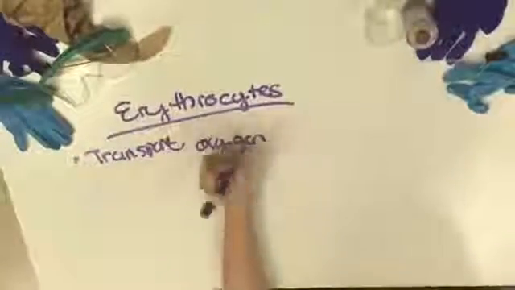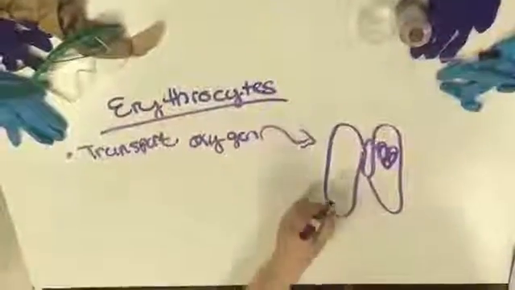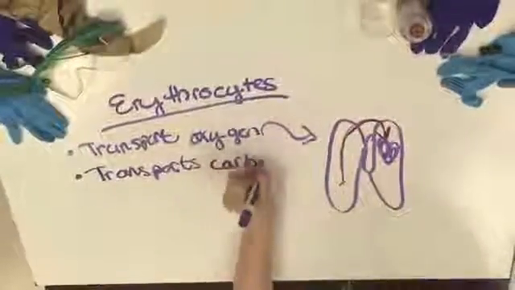Erythrocytes transport oxygen from the lungs to the body tissues, and then transport carbon dioxide from the tissues to the lungs.